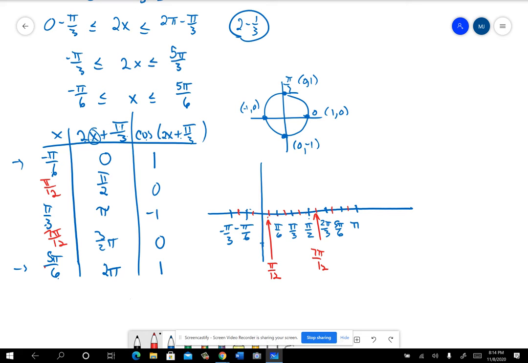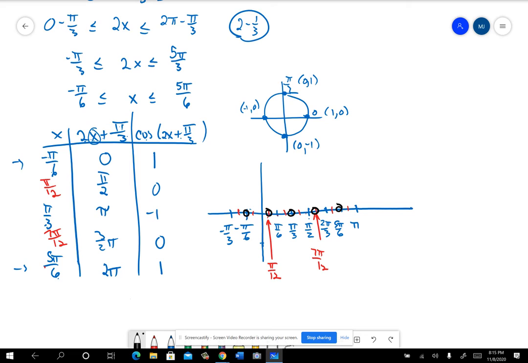Okay, so let me, in black, show you the location of the x coordinates of the 5 key points. Right, so we need the negative pi over 6, pi over 12, pi over 3, 7 pi over 12, and then the 5 pi over 6. Okay, so let me make sure I labeled the right one. So negative pi over 6, pi over 12 is that red one, pi over 3, 7 pi over 12, and then 5 pi over 6. See how they're all equally spaced?